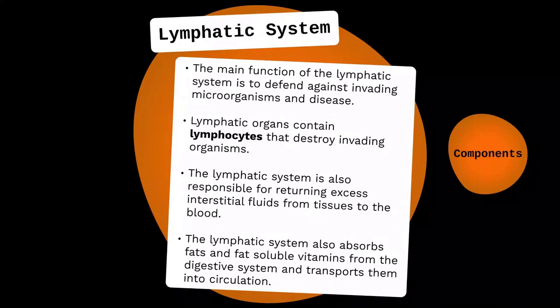So the main function of the lymphatic system is to defend against invading microorganisms and diseases. Lymphatic organs contain lymphocytes that destroy invading organisms. The lymphatic system is also responsible for returning excess interstitial fluids from tissues to the blood. Finally, the lymphatic system also absorbs fat and fat-soluble vitamins such as A, D, E, and K from the digestive system and transports them into circulation.